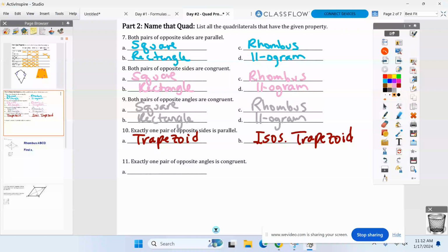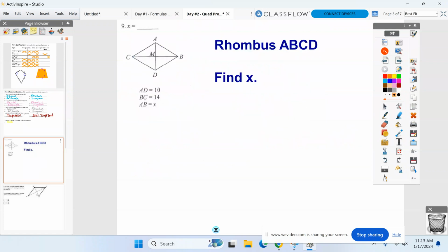I know we mentioned it already, but it's the kite. We good? Questions? All right, now we're going to apply it. Break out that calculator. Let's roll, kids.